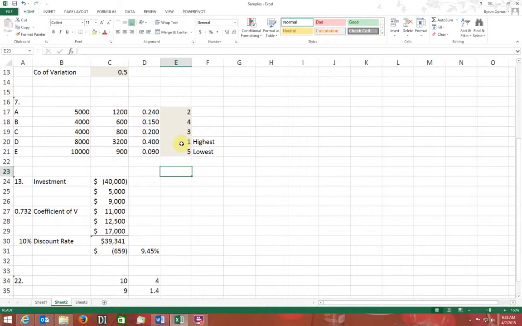So my lowest risk. For number 7, it says, using the coefficient of variation, rank the 5 alternatives from the lowest to the highest risk. I had mine numbered 5, 4, 3. The lowest was 5. I go ahead and identify which one is which.